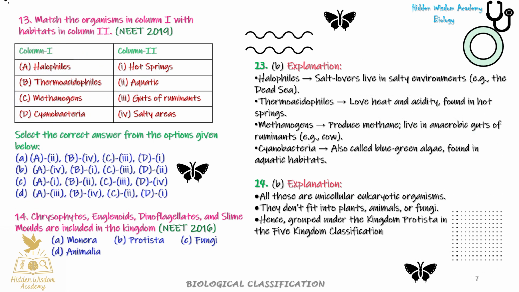13. Match the organisms in column 1 with habitats in column 2. It is a PYQ. Column 1. A. Halophiles. B. Thermoacidophiles. C. Methanogens. D. Cyanobacteria. Column 2. 1. Hot springs. 2. Aquatic. 3. Guts of ruminants. 4. Salty areas. Select the correct answer from the options given below.